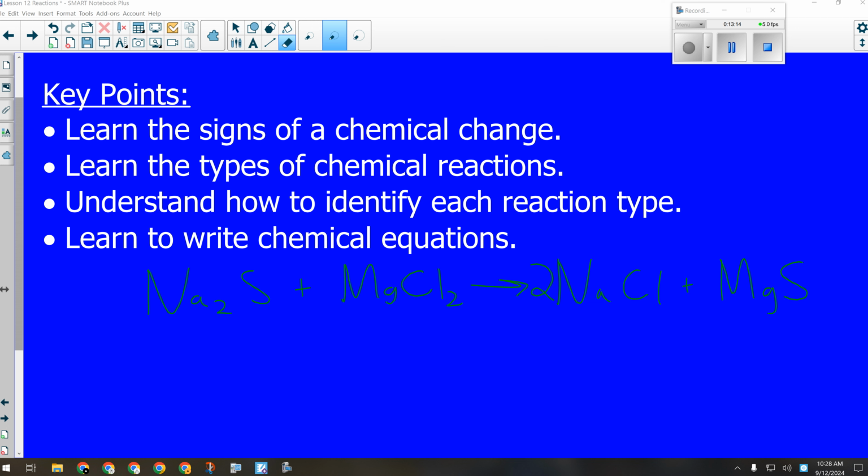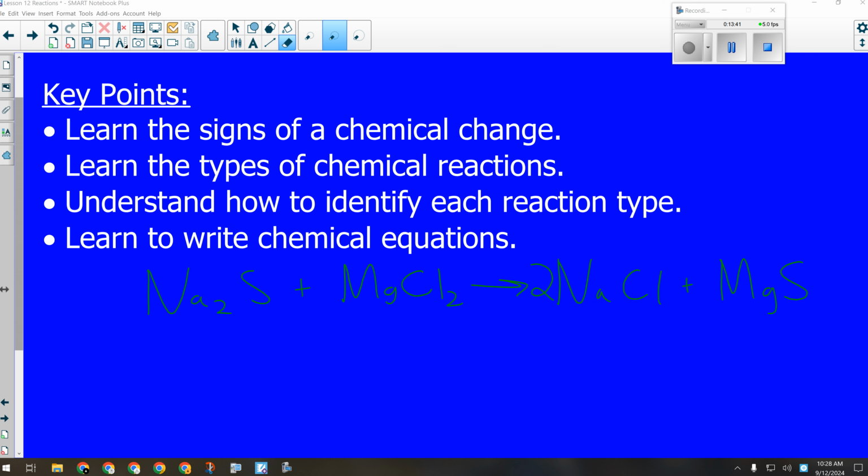Yeah. I've got 1 magnesium on both sides. I've got 1 sulfur on both sides, 2 sodiums, 2 chlorines. This is what we call a balanced chemical reaction. All chemical reactions have to be balanced because the laws of physics are immutable. I have to obey that law of conservation of matter, which means I've got to make sure my equation works out.